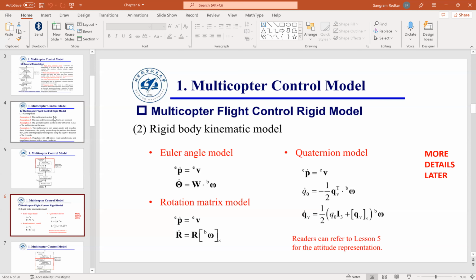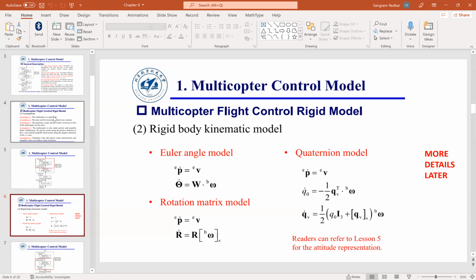More details on this will be coming for the next 2 weeks. We are going to beat on those equations, come up with simulations, and show you how it works. Now, I want you to, for a minute, look at the rotation matrix model. The first equation is same as Euler angle model because it's a position equation. But the second equation is different.